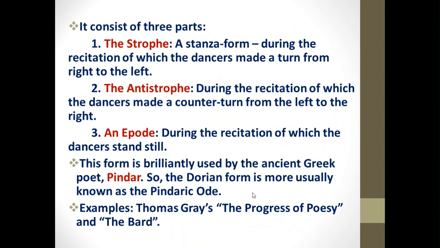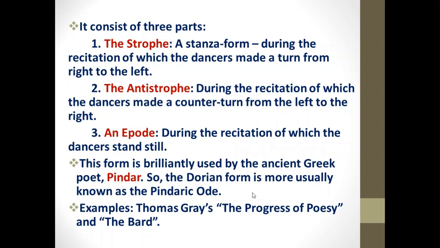The third one is an epode. So these are very, very important points for the sake of use in NET examination purposes. The strophe: let us try to understand the first part of the Dorian ode, the strophe, that is a stanza.